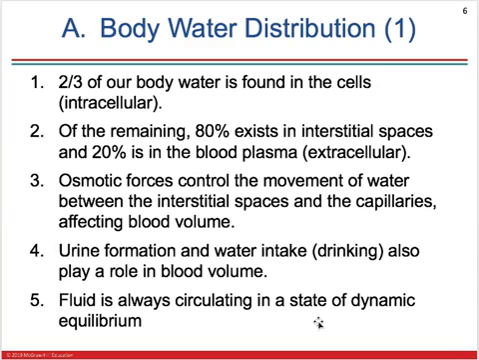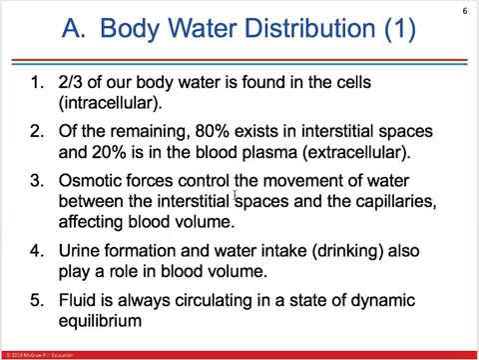If you remember, about 2/3 of the liquid in our bodies is in the intracellular space, that is inside of cells. And of that remaining 1/3, 80% is in the interstitial space, and 20% is in the liquid part of the blood plasma. So this is the extracellular compartment, these two spaces, the interstitial space and the liquid in the blood.